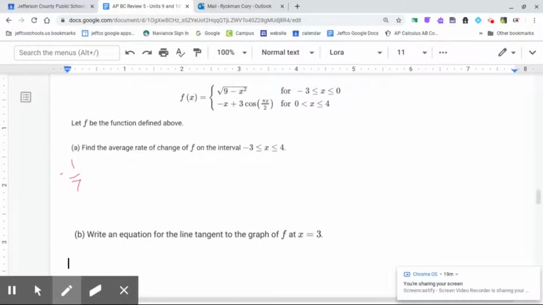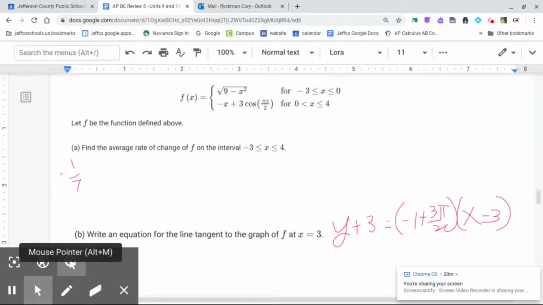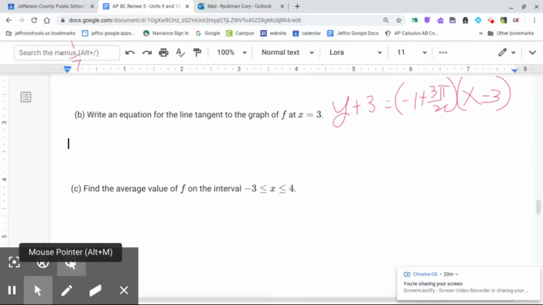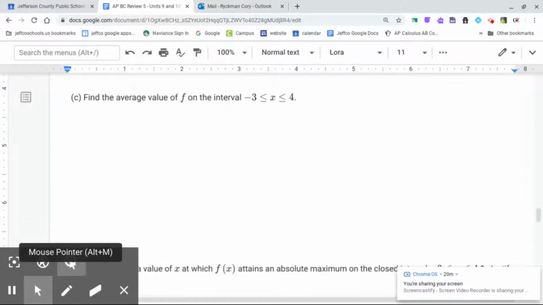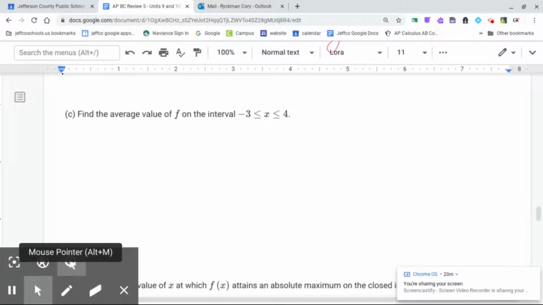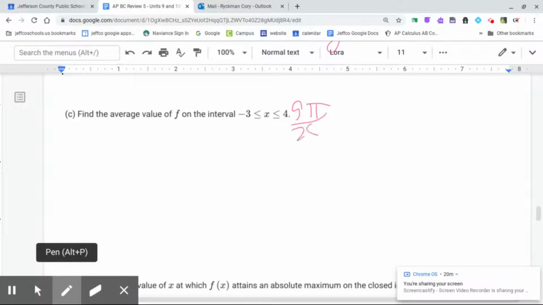B, I have this gross y plus 3 equals negative 1 plus 3 pi over 2 times x minus 3 for my tangent line. Seems kind of gross. It always feels funky when something's that gross, but it is what it is. The average value here I have is 9 pi over 28 minus 8/7.